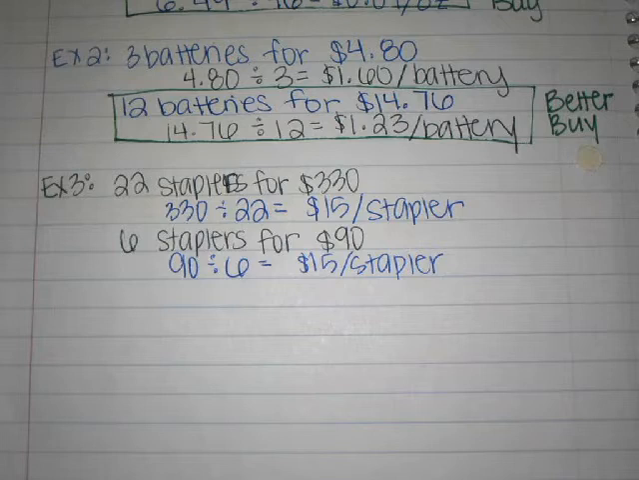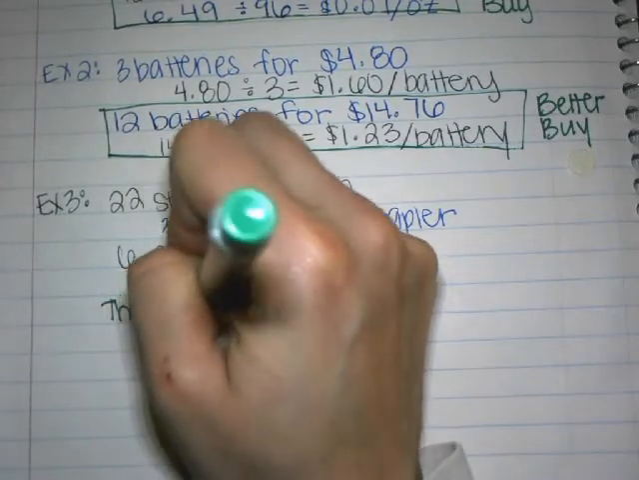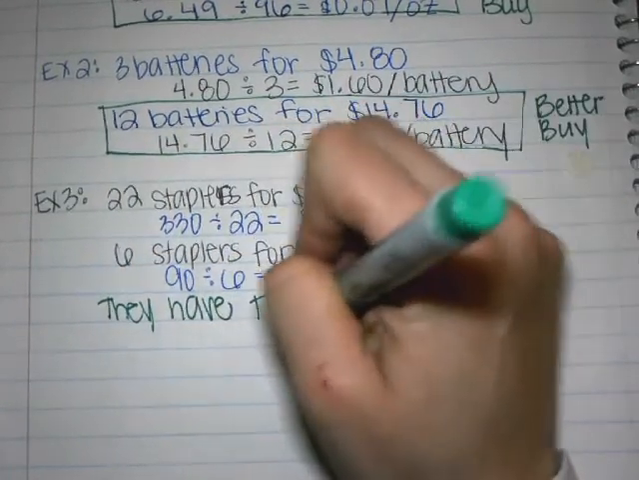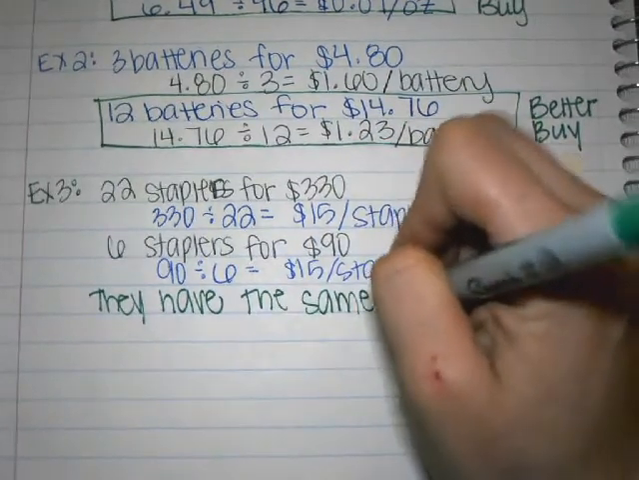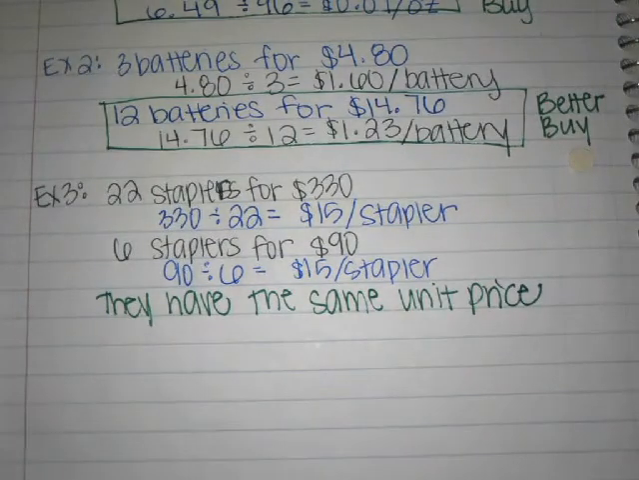Is there really a better buy if they're both the same? No, because they're the same. There is no better buy because they're both the same. So this is where we would write, they have the same unit price. There is no better buy. Either one of them would get you the exact same thing. Does that make sense, guys?